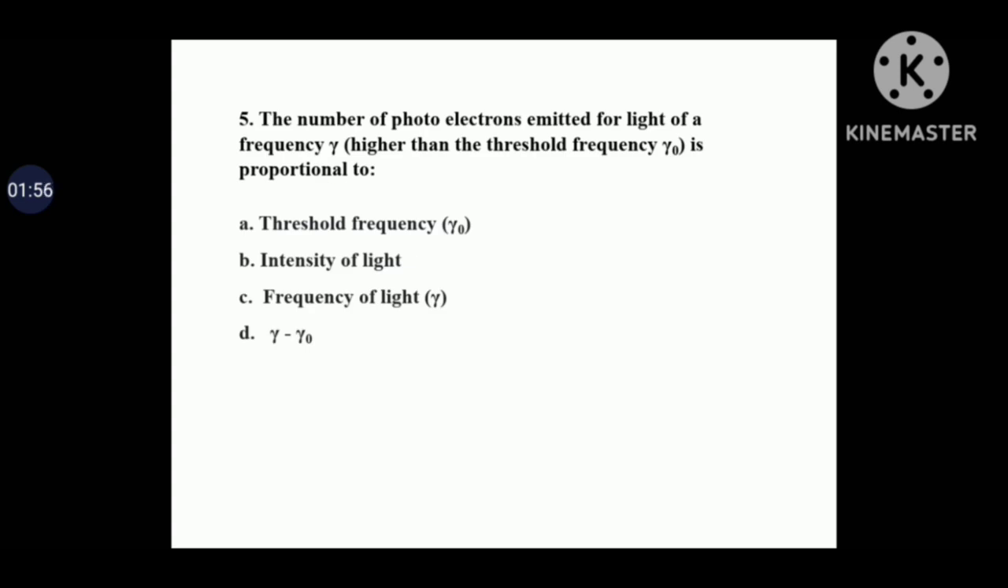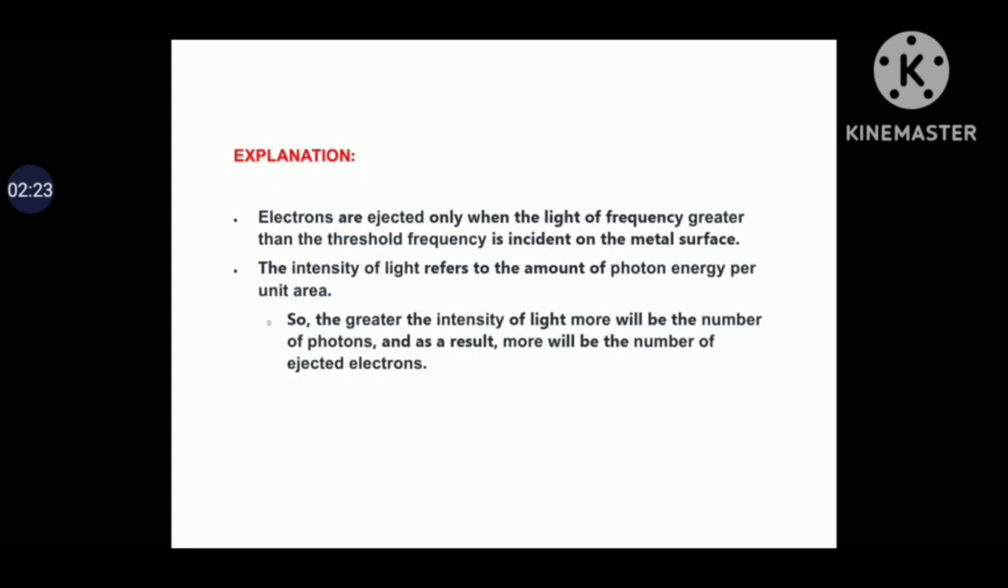Question number 5. The number of photoelectrons emitted for light of a frequency mu is proportional to option A, threshold frequency, option B, intensity of light, option C, frequency of light, option D, frequency of light minus threshold frequency.